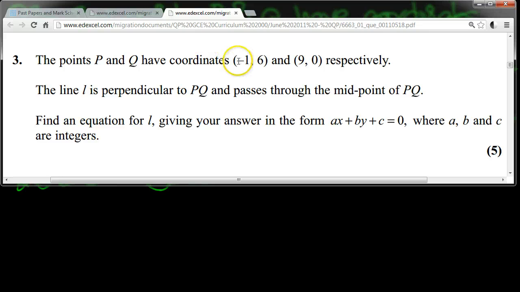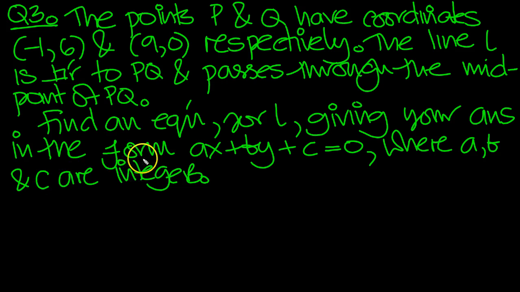Points P and Q have coordinates (-1, 6) and (9, 0) respectively. The line L is perpendicular to PQ and passes through the midpoint of PQ. Find an equation for L, giving your answer in the form ax plus by plus c equals 0, where a, b and c are integers. So let's have a look at this then.